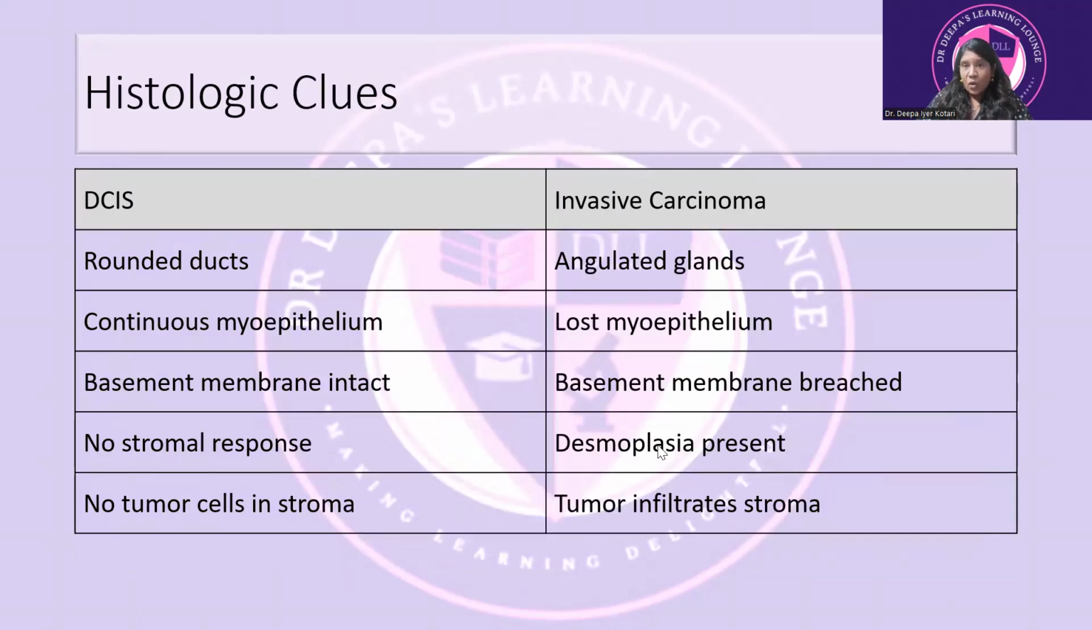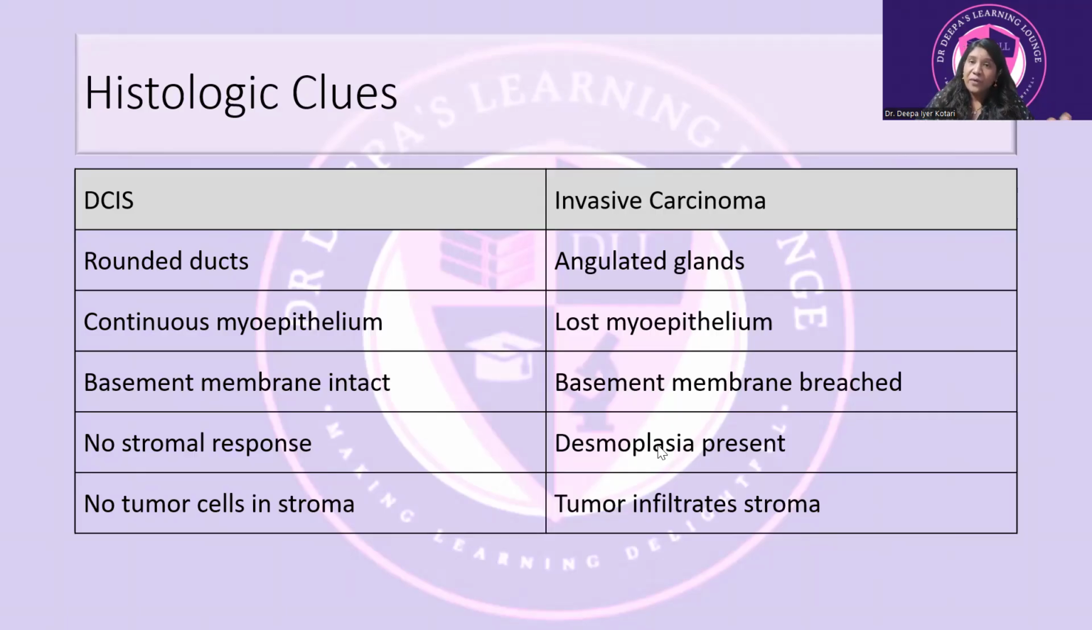If you look at the histological clues on the differentials of the two, DCIS generally has rounded ducts, continuous myoepithelial layer, basement membrane being intact, no stromal response, and no tumor cells in the stroma, while invasive carcinoma has angulated ducts, loss of myoepithelium, basement membrane breach, desmoplastic stroma, and tumor infiltrating the stroma. This is the main difference between DCIS and an invasive carcinoma.